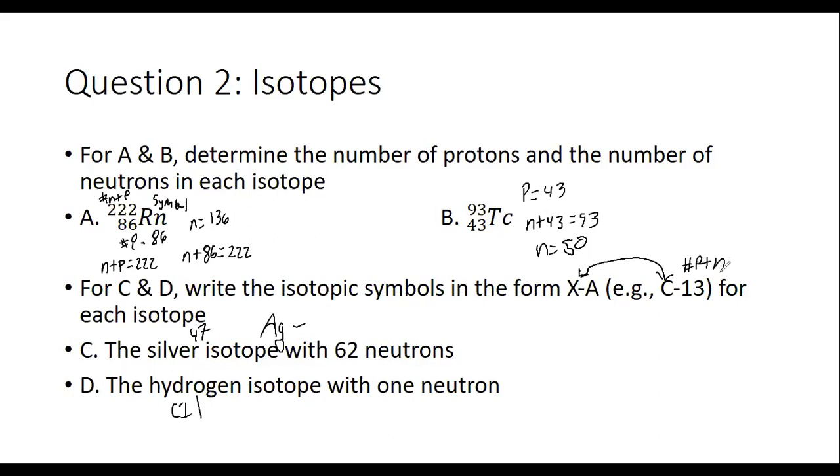Silver is the 47th element, so that means it has 47 protons, plus, and I'm telling you, it has 62 neutrons. So in total, 47 plus 62 is 109. So this isotope of silver is silver-109.